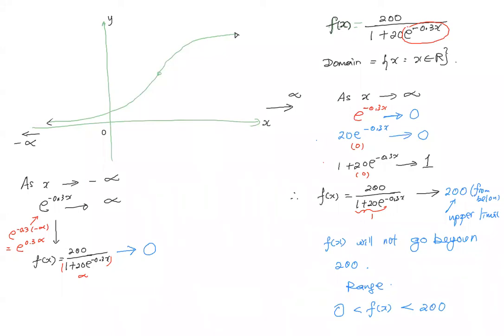Are you clear? So you have two horizontal asymptotes. That is y equal to 200 and y equal to 0. That is your x-axis. Are you okay? So that is the part that you need to study. That's why I say all these limits are very important.